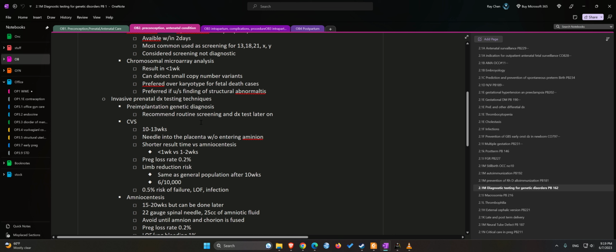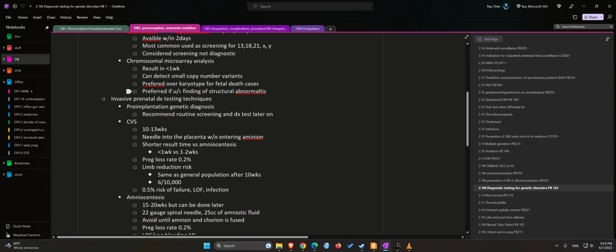Invasive prenatal diagnostic testing techniques. Pre-implantation genetic diagnosis is recommended, but we still recommend routine screening and diagnostic tests later on.